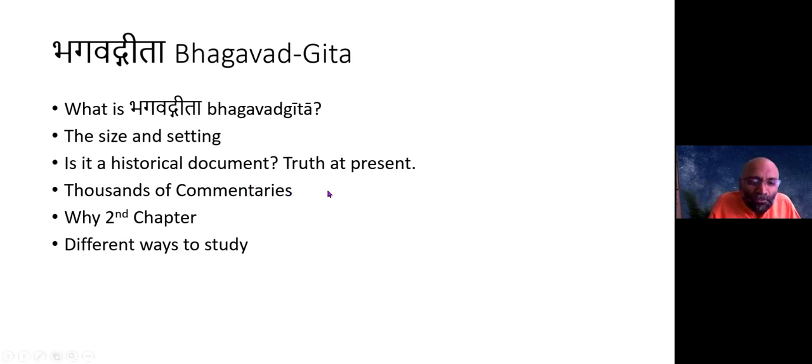Different ways to study. So there are, of course, many different ways to study Bhagavad Gita. Different emphasis could be there. You could read the translation, and for many people it is fine. Some people do not study directly, they just study from the mouth of the Guru preceptor, and that is fine.